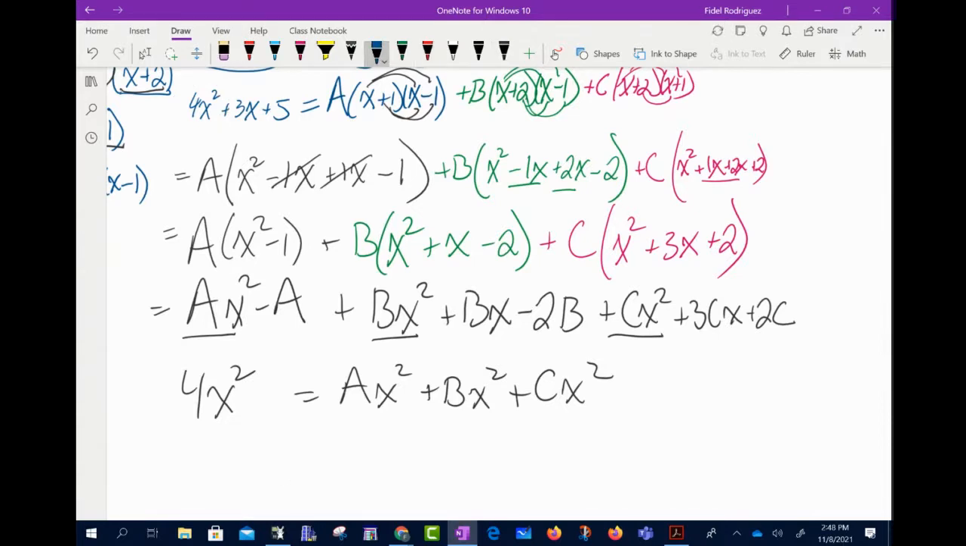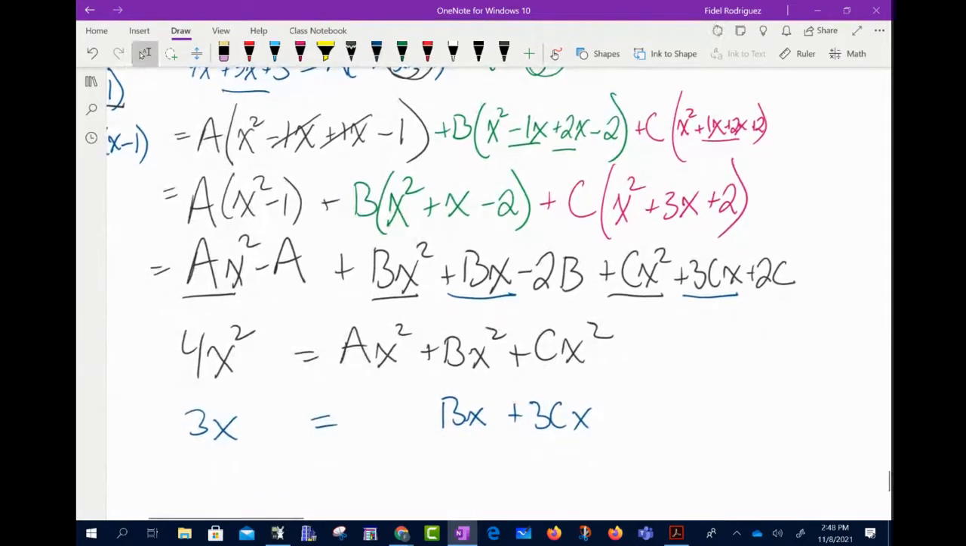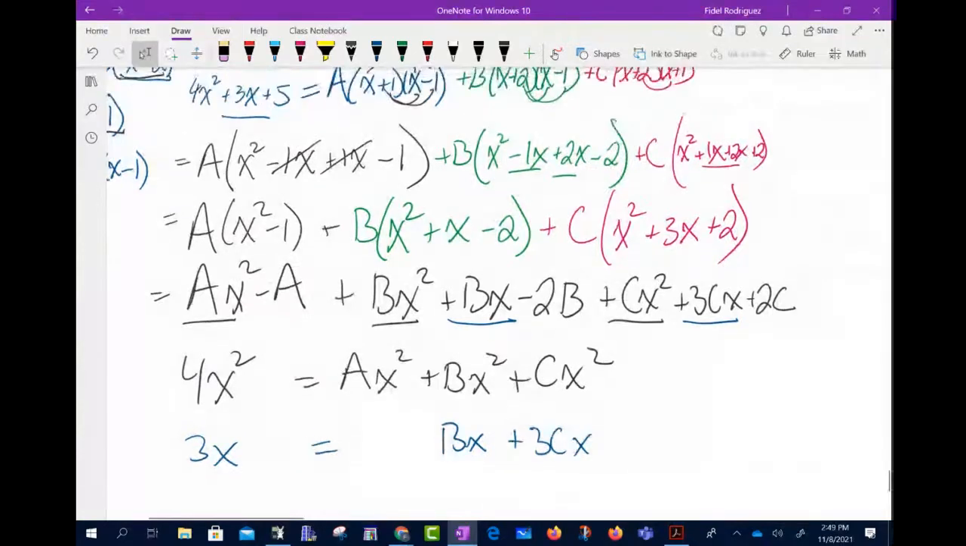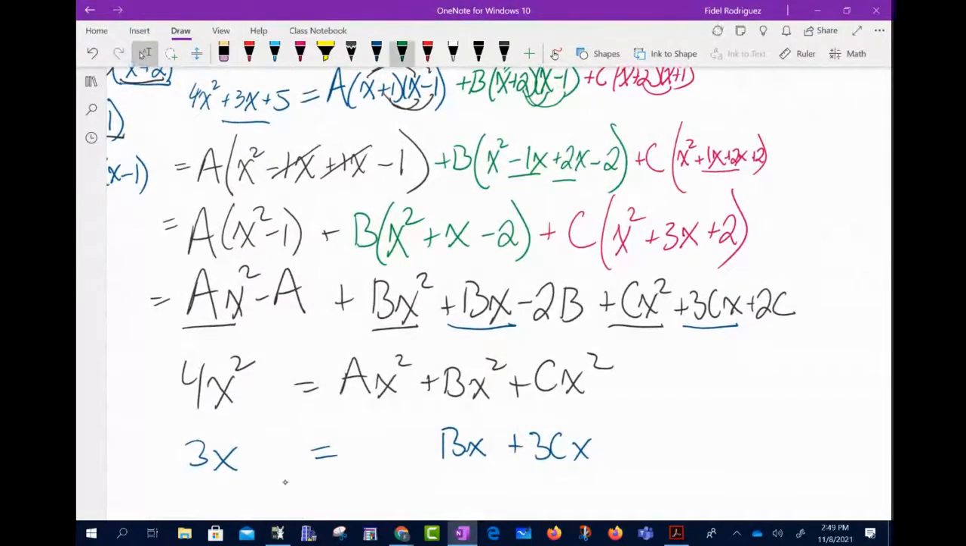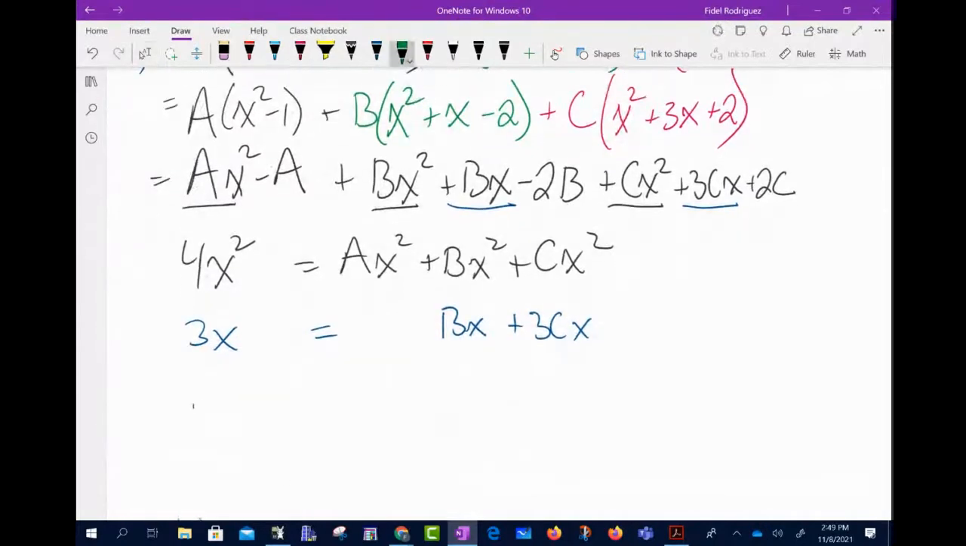Now, I'm going to start combining my X terms. So my X terms looks like a BX and a 3CX. And that's going to be equal to 3X. And then I'm going to take my constant terms. What I mean by my constant terms, the ones that don't have any X's. And that should be equal to 5. Because that's the number that I got right there. So 5 equals, let's see, I have a negative A, a minus 2B, and a plus 2C.